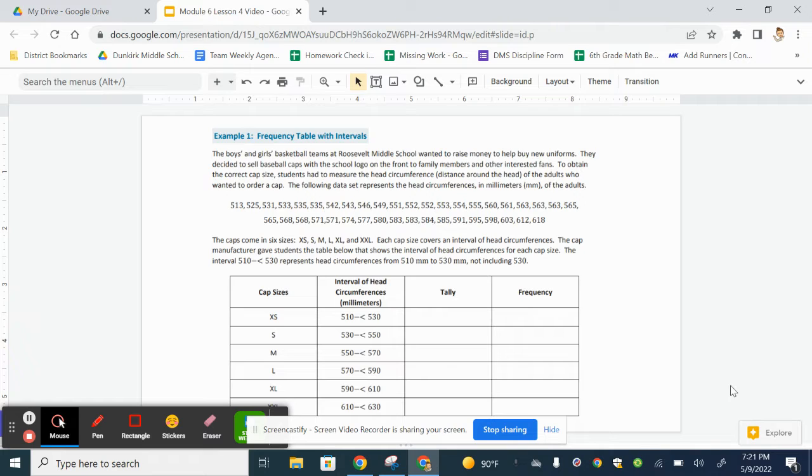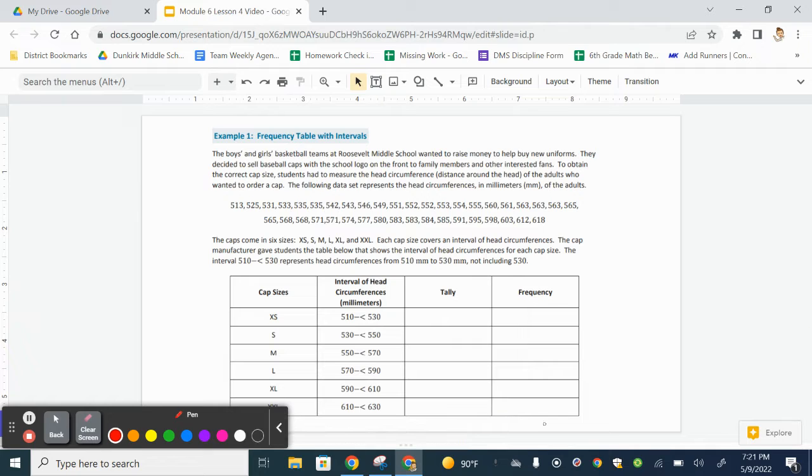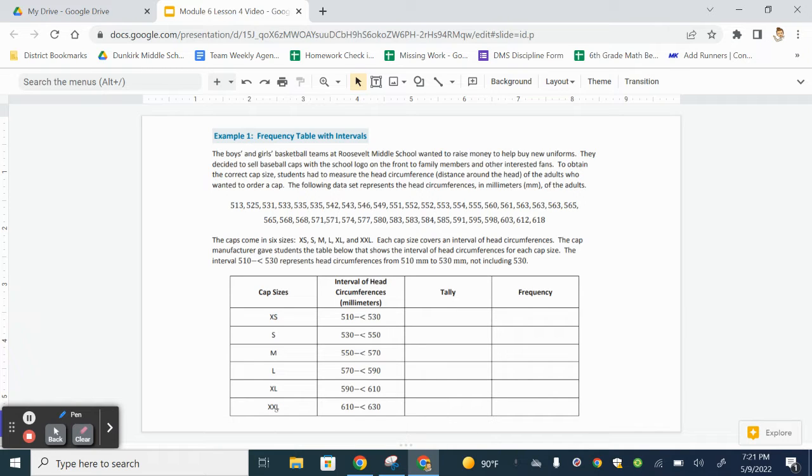So first thing you should be seeing is this glorious example 1, frequency tables with histograms. Let me hide this. You don't want to watch that. Let's go with blue today, and then we can get rid of that. All right. So I will read this to you and kind of go through step by step. You're going to see me skip around a little bit because that's just what I do. So, frequency tables with intervals.